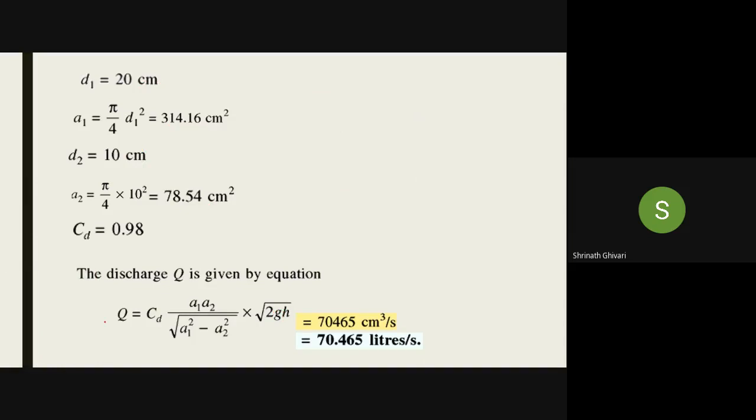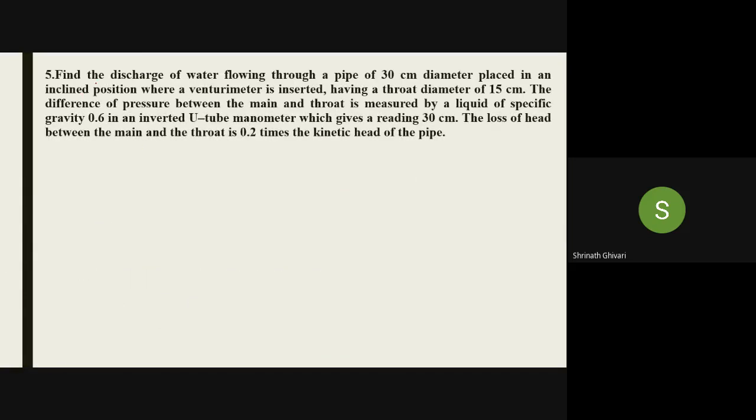Okay, fine. The next problem is, find the discharge of water flowing through a pipe of 30 centimeter diameter placed in an inclined position, where a Venturi meter is inserted into the pipe, having a throat diameter of 15 centimeter. The difference of pressure head between the main and the throat is measured by a liquid of specific gravity 0.6.